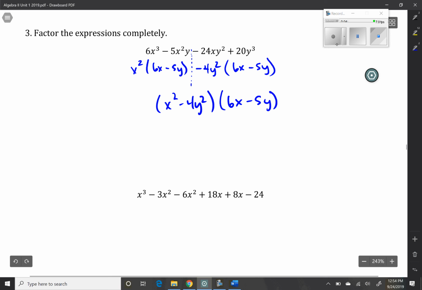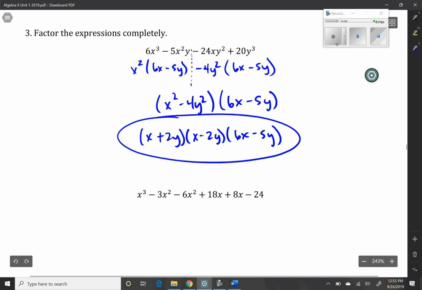Now the reason why I know this first parenthesis can be factored is it's a difference of perfect squares, so I can make a difference of 2 squares. So x plus 2y and x minus 2y. And this 6x minus 5y just comes down.